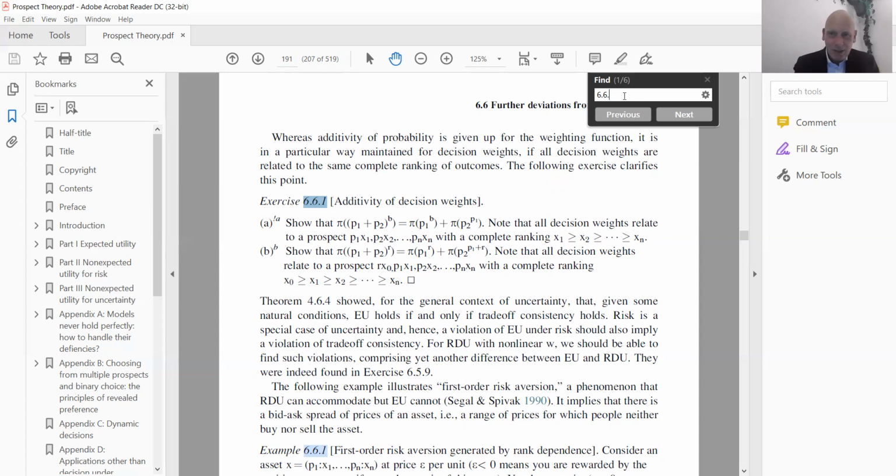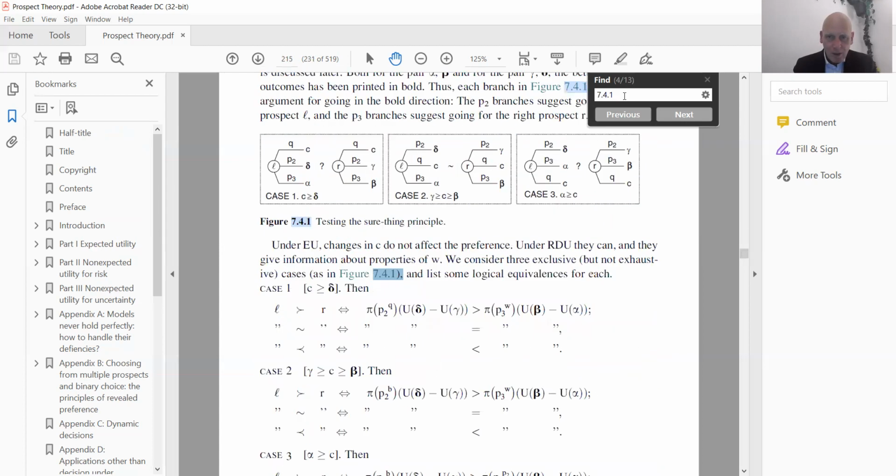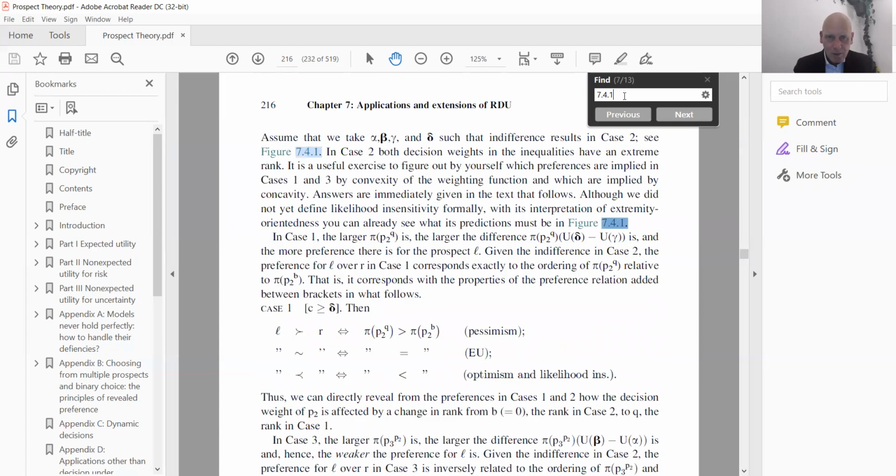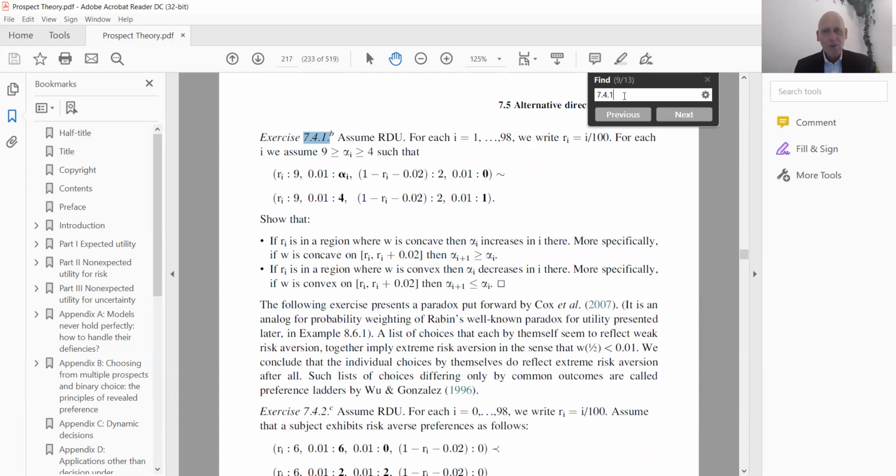Now I go to exercise 7.4.1. I search for it. There it is. Now this exercise, again, I will not say much about the solution, but a few side remarks. This is a different way to measure rank-dependent utility that we will not treat much in this course. It is explained more in section 7.5.